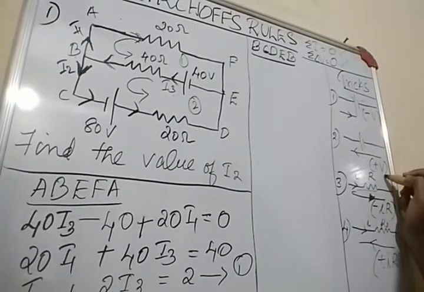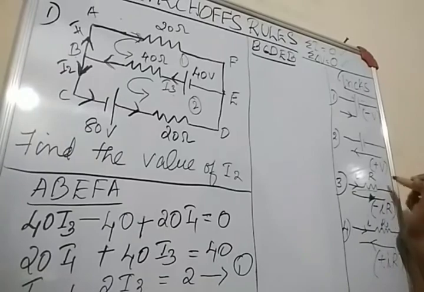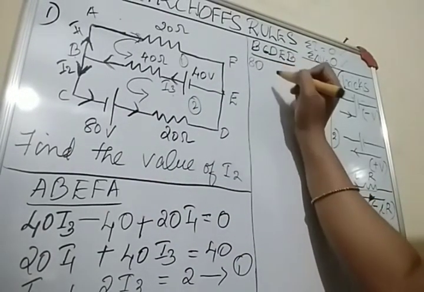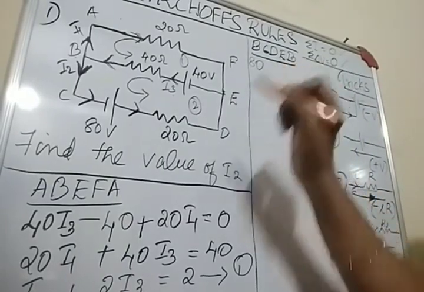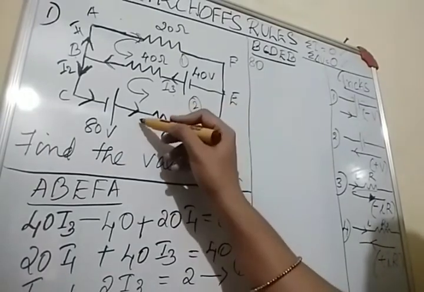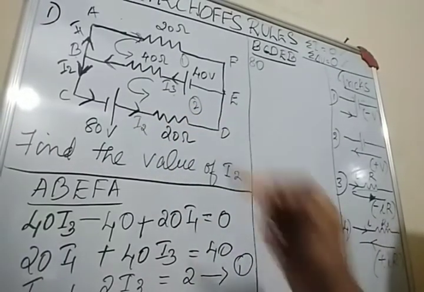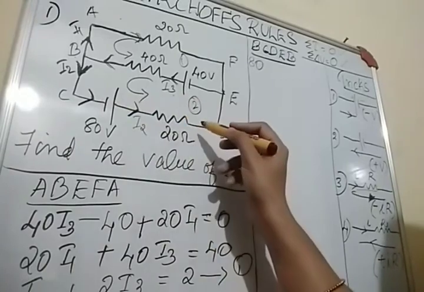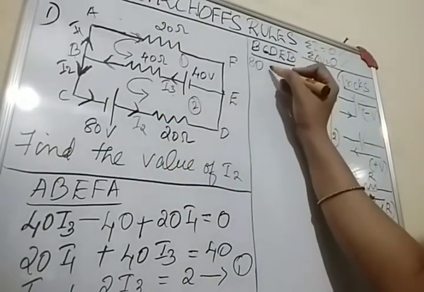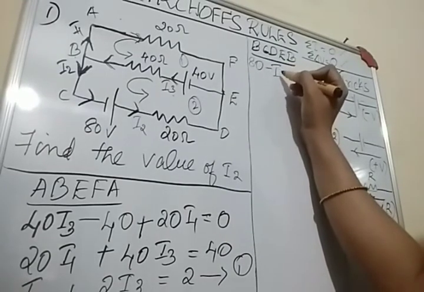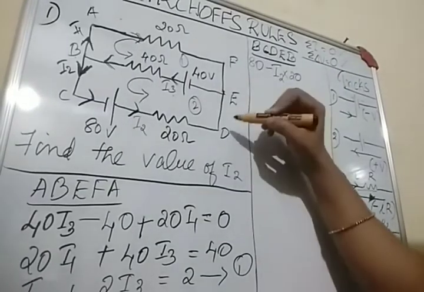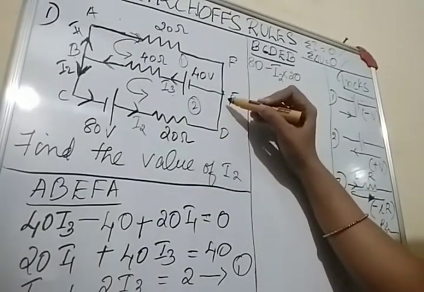we can take the EMF of the cell as positive. So here the EMF can be considered as 80. Then what is the next component? It's a resistor, and current I2 is flowing through 20. We are moving in this way. Current I2 is also flowing in the same direction. So the potential drop can be considered as negative. So it is minus I2 into 20, that is minus 20 I2.